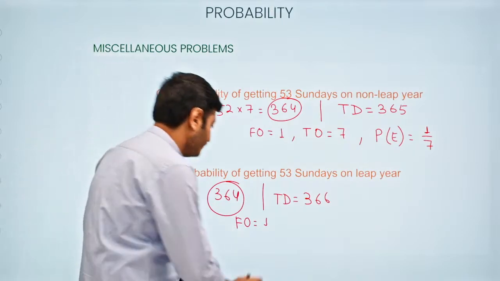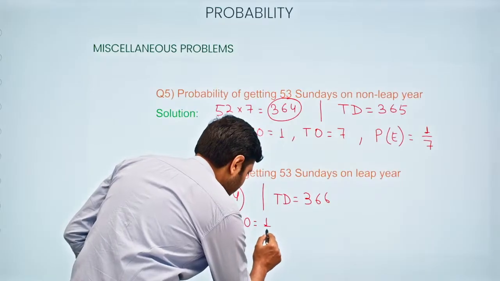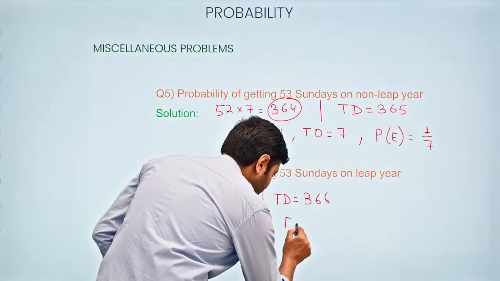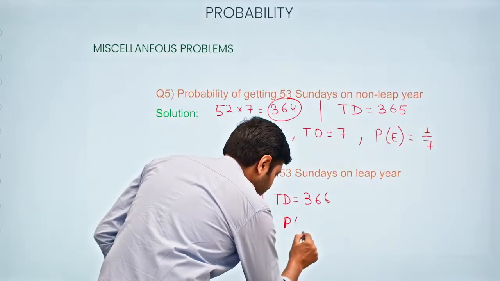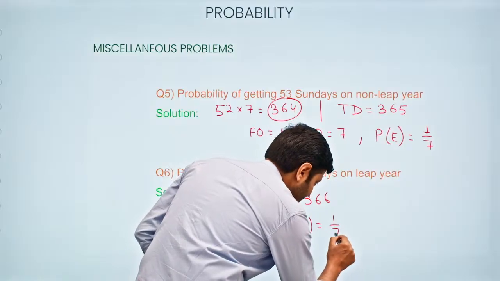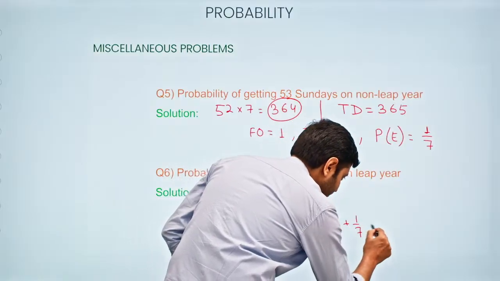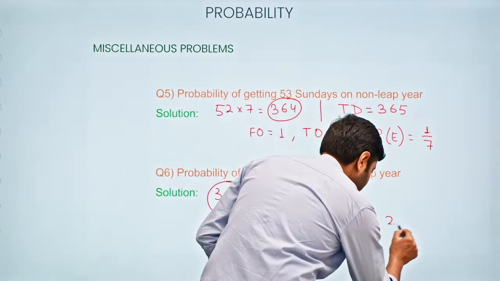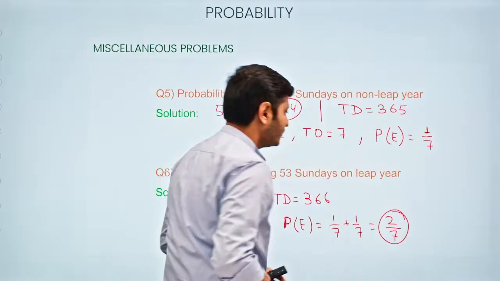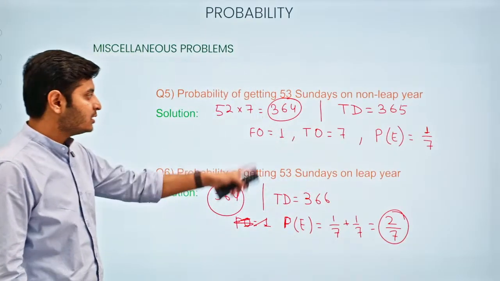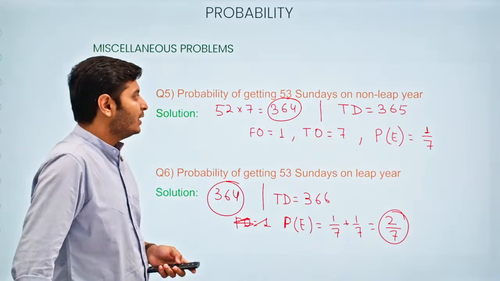So the probability of getting this event is 1 by 7 plus 1 by 7. Either of them can be Sunday, no? So it is 2 by 7. So for any day it is always 2 by 7. Okay. So this is how you can find this.